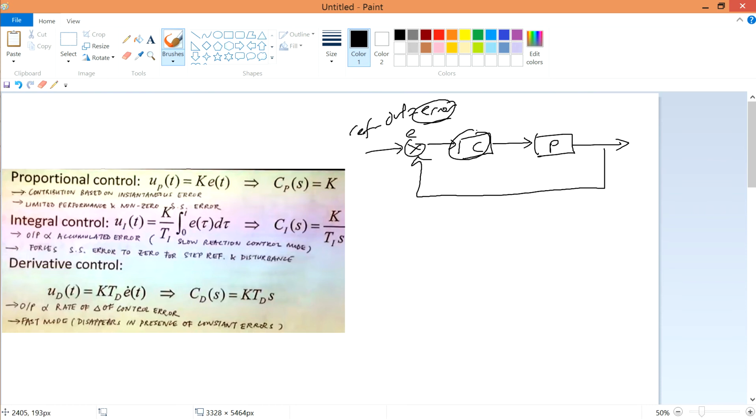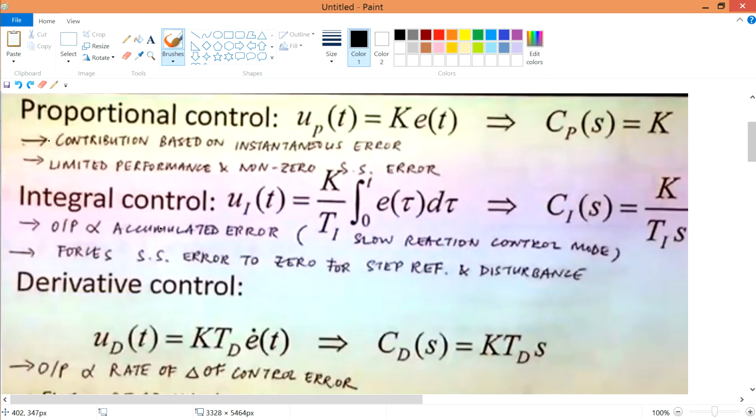Once you input your error, you straight away output 3 or 4 times your error. You don't need to alter or change the data the way the integral controller and the derivative controller do. So it's an instantaneous contribution.